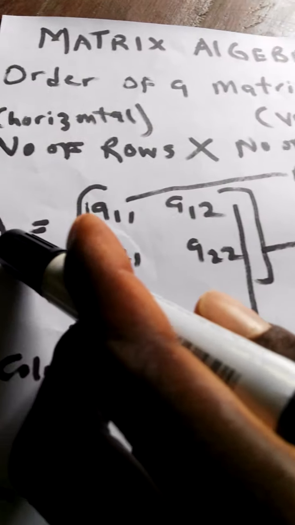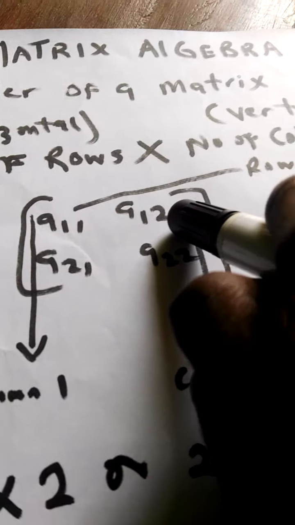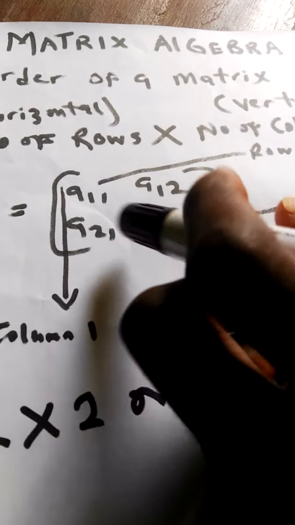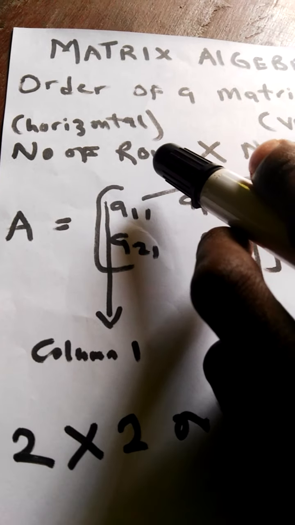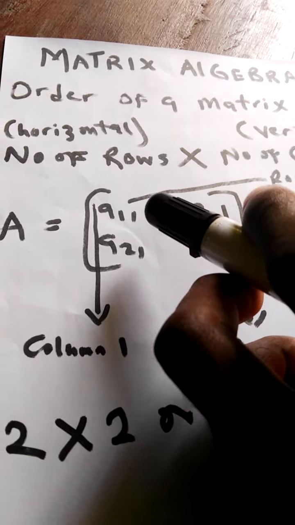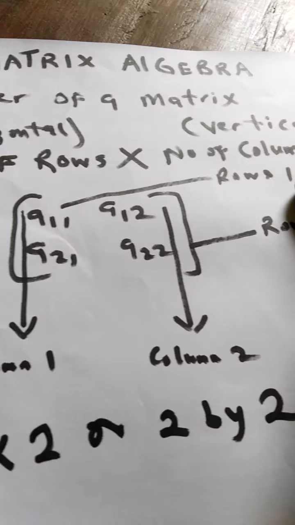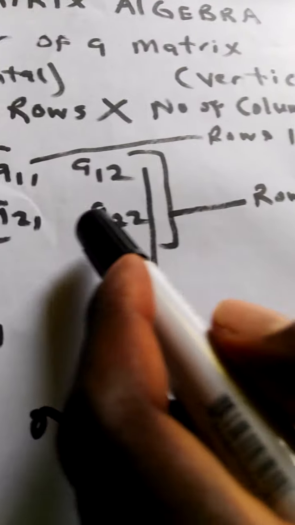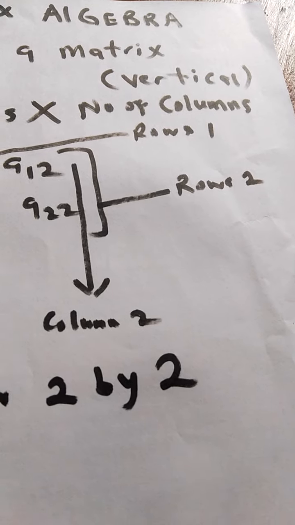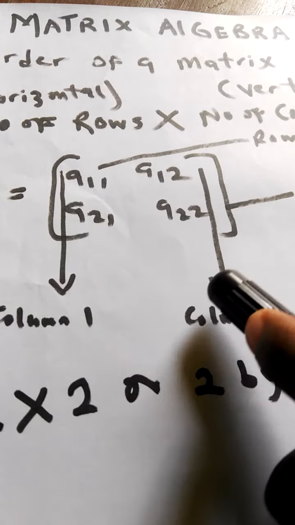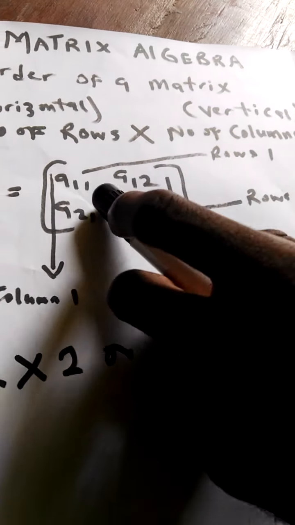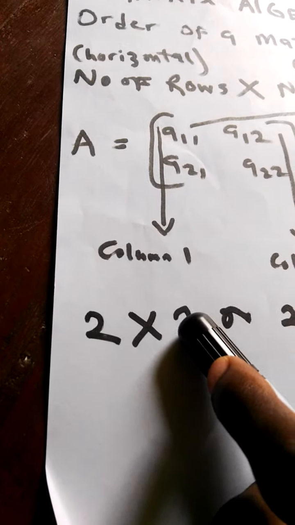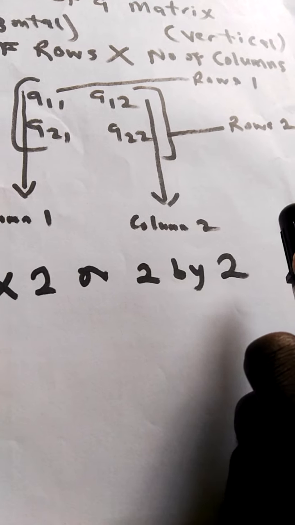Now, given the matrix A equal to A11, A12, A21, A22 as the entries of matrix A. To start with, the number of rows in this given matrix: A11, A12 is row 1, then A21, A22 is row 2. For the columns, A11, A21, the vertical line, is column 1, and A12, A22 is column 2. The order of this given matrix is simply 2 times 2, or 2 by 2. It's a matrix of order 2 by 2.